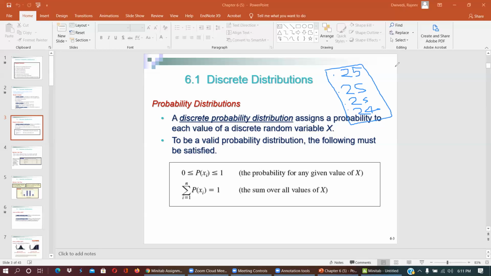A discrete probability distribution assigns a probability to each value of a discrete random variable. The probability of any event can be 0, it can be 1, and it is between 0 and 1. The total event probability is 1, that we know. The entire probability of my class is 1. If I sum all of them, it is going to be 1.